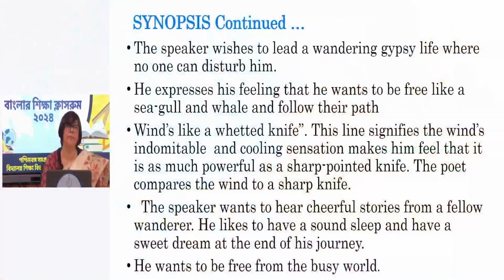So here too we see, he is again starting the stanza with the same line, I must go to the seas again. And now he is wishing to live the life of a wandering gypsy. You know, the gypsy has no limitations to cover him or her under the monotonous activities of life. A gypsy is free to wander about and get disturbed by no one and live his or her way of independent life. So here the speaker starts the stanza with wanting to be a gypsy with no one disturbing him. He expresses his feeling that he wants to be free like a seagull and the whale and follow their path.